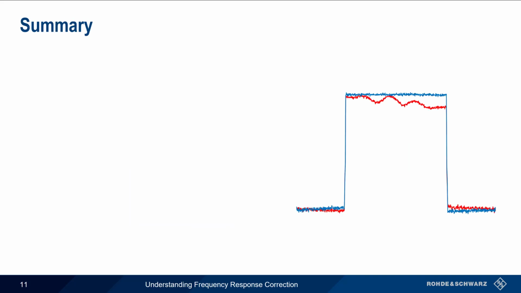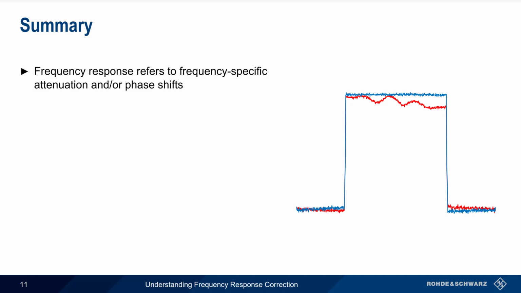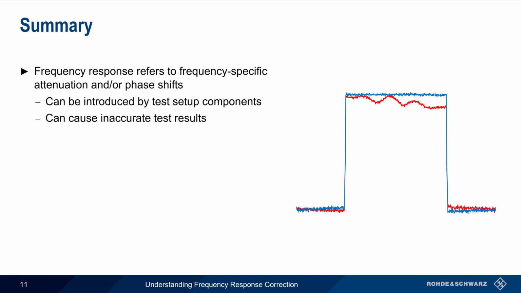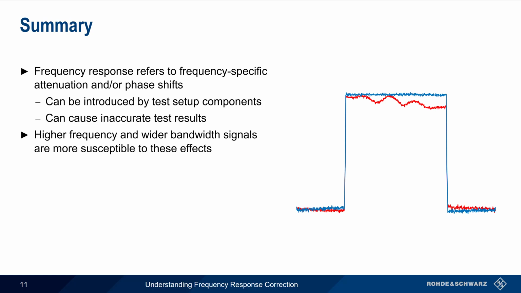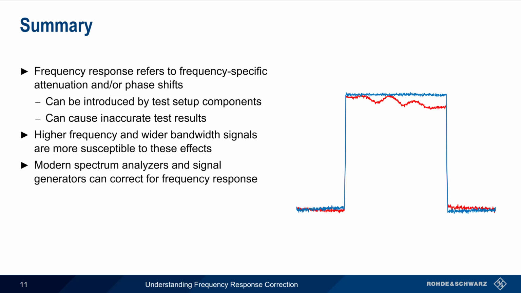So let's summarize what we've covered. Frequency response refers to frequency-specific attenuation and/or phase shifts, and these are often caused by components in our test setup, such as cables, combiners, mixers, etc. Because the frequency response of components can change both the amplitude and the phase of signals passing through them, uncorrected frequency response can lead to inaccurate test results. This is particularly true for the types of higher frequency and wider bandwidth signals used in many modern RF communication systems. Modern spectrum analyzers and signal generators are, however, able to correct or compensate for the frequency response of components.